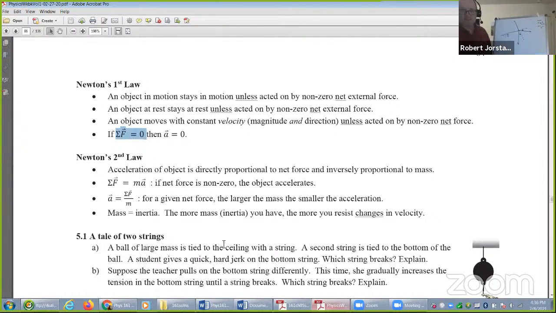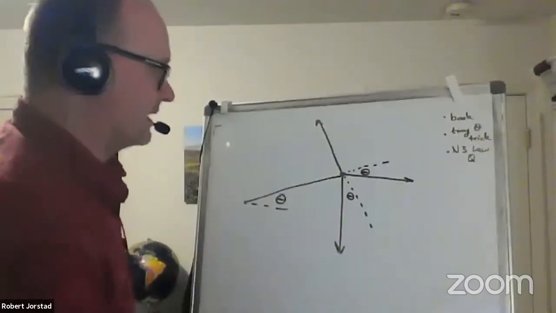let me see here, let's stop the share. That's not what we want to look at.